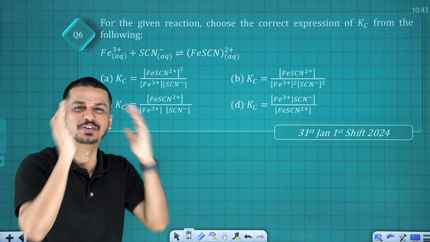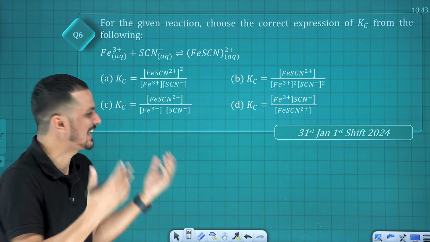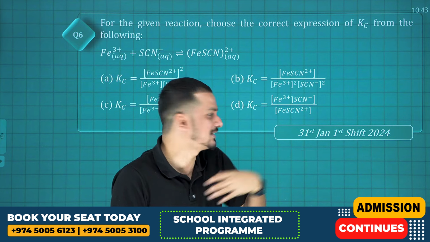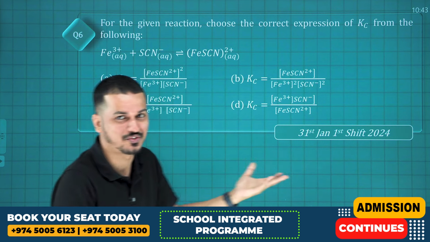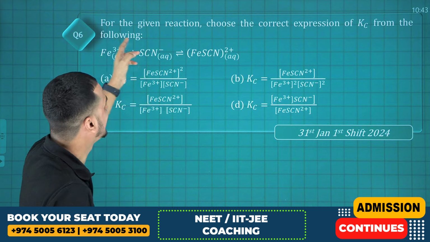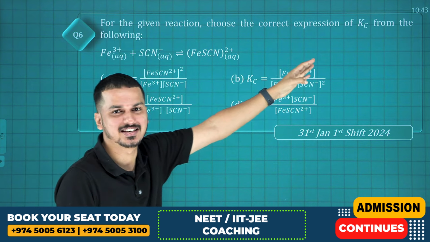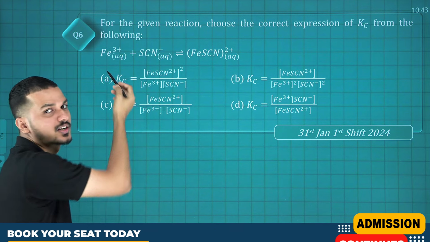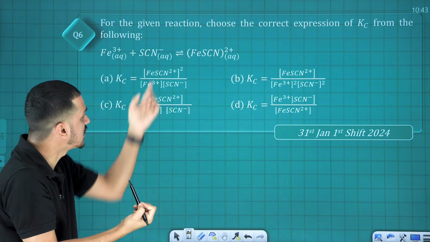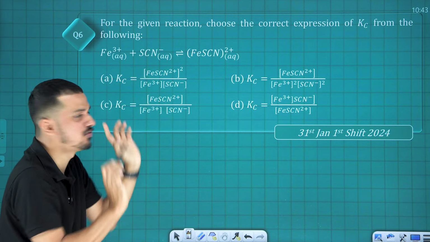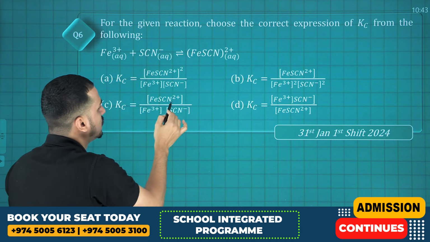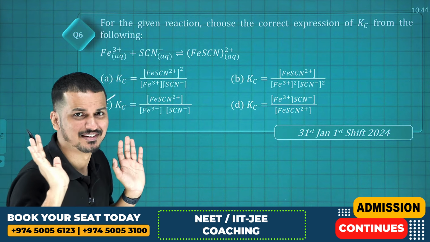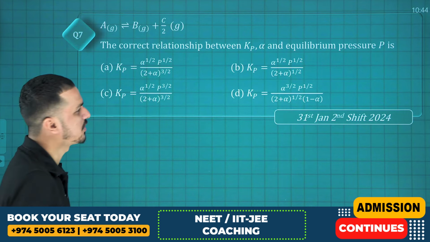Question number 6. This is easier than any other. A direct question, and it's also a 2024 question. Is it a JEE Main question? Yes, of course, they asked this question last year. See, for the given reaction, choose the correct expression of Kc from the following. How can we write Kc? Concentration of products divided by concentration of reactants, with their respective stoichiometric coefficients raised as their respective powers. So here, Fe SCN 2 plus divided by the concentration of Fe3 plus into SCN minus: option C. Fine, we can go to the next question.